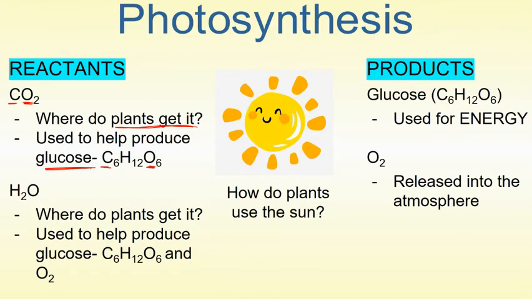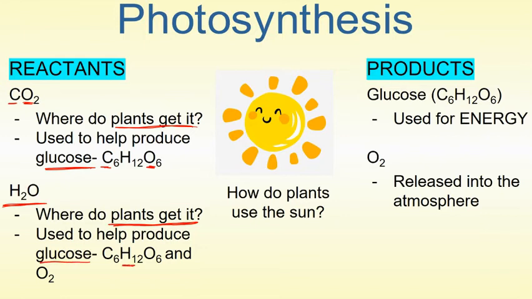Now, our other reactant is water, H2O. Plants are going to get it from their root system, from the groundwater. They're going to be pulling it in through their roots up to the plant for the plants to use. Now, this water is going to be used to make two things. It's going to get broken apart and used to help produce glucose.